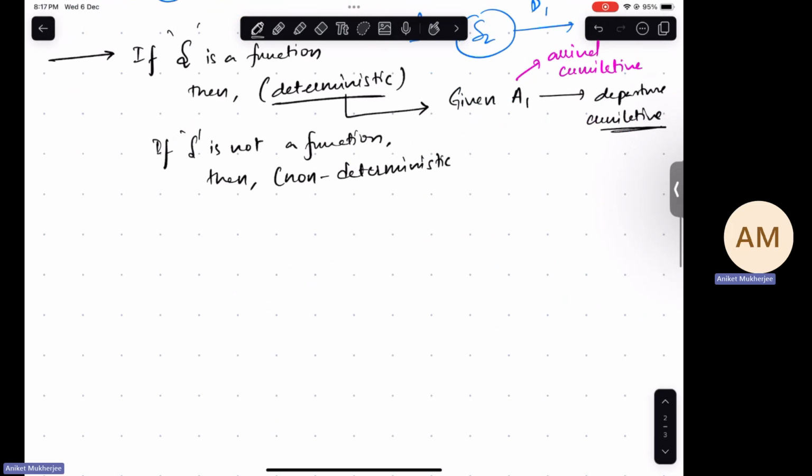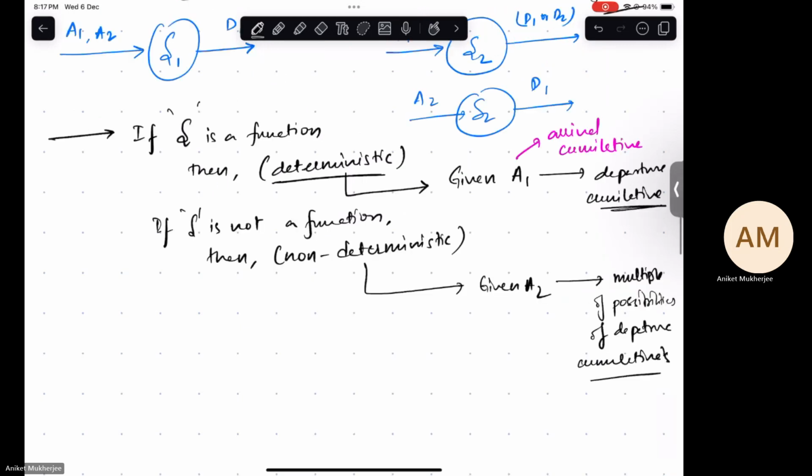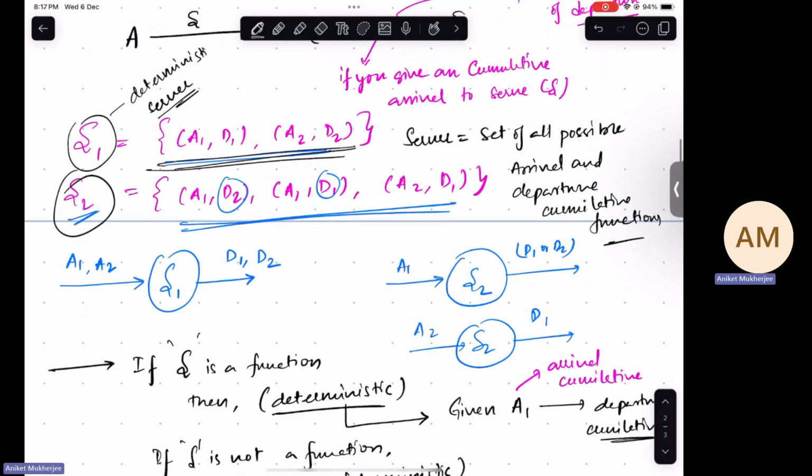Next, non-deterministic server. It just means that given A2, there are multiple possibilities of departure cumulatives. This is a non-deterministic server.